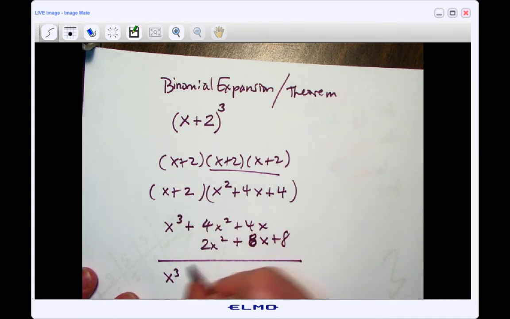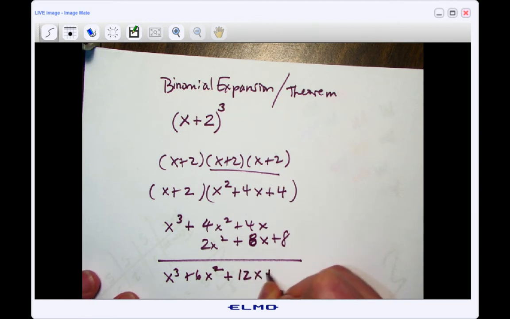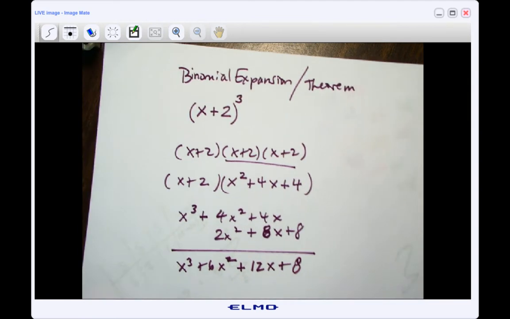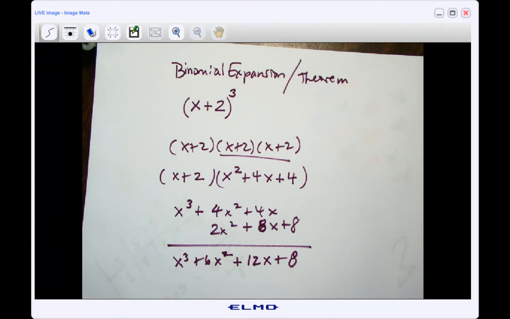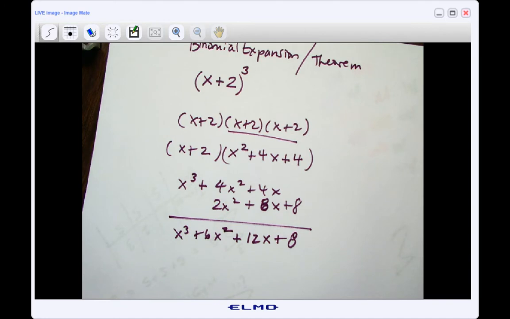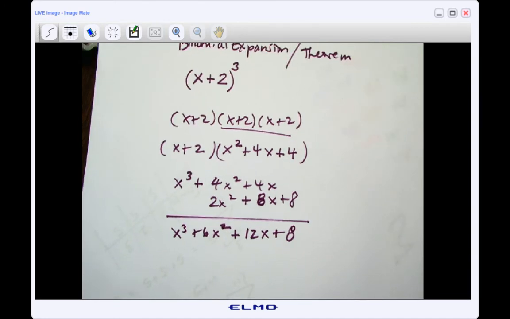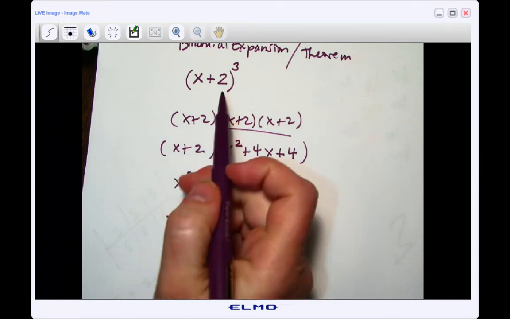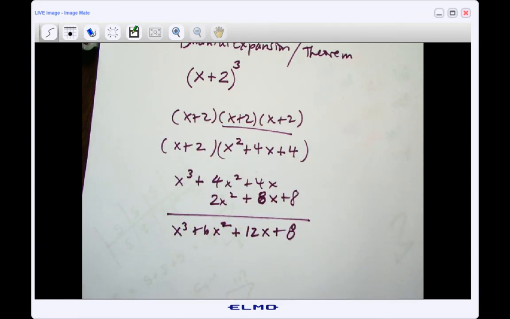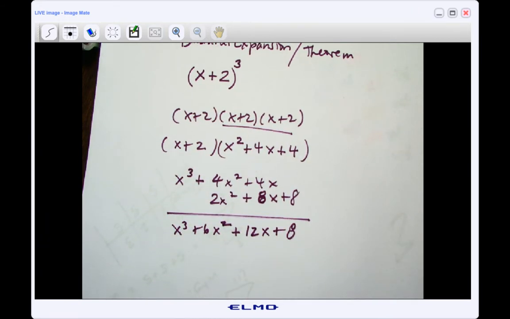So x to the third plus 6x squared plus 12x plus 8. Okay, so that's one way we could get that accomplished. And you can see if I was raising this to the fourth power, the fifth power, that would get quite tiresome to be multiplying those out all the time. And these are relatively small numbers, easy to multiply, and it was already kind of annoying.